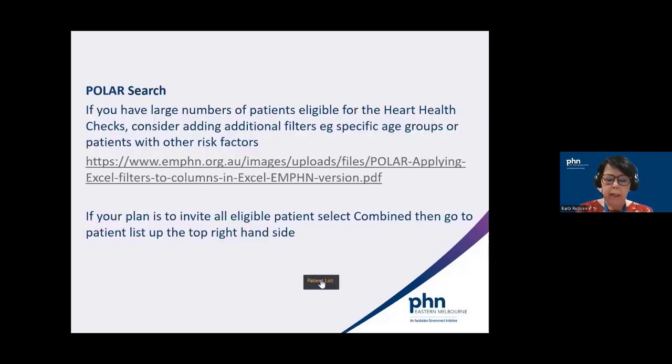You can consider adding additional filters if you have large numbers of eligible patients, or you can stagger the invitations in other ways. You can apply an age filter in the search or the table, or use the walkthrough on our website on how to export, format and print patient lists on this link. For example, you may want to start with patients in a specific age group, or you can apply an age filter in the table if you wish to do this, or use the walkthrough Polar search lists export format print, which is on the EMPN website to filter further.